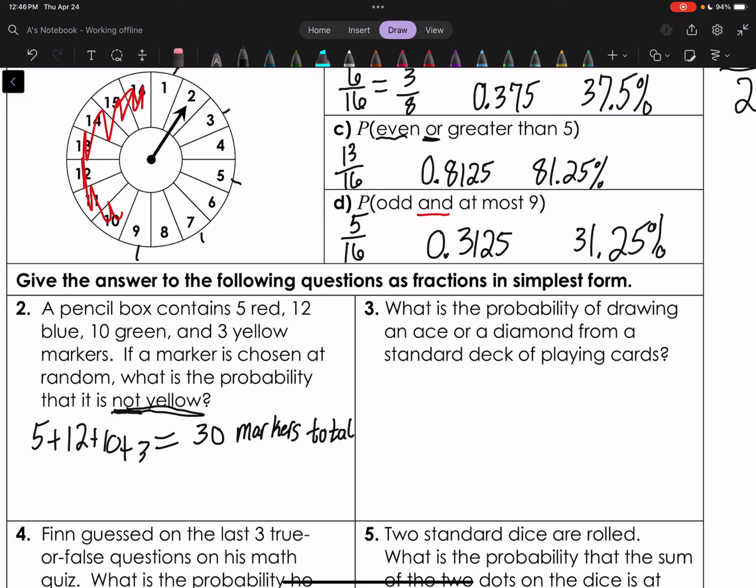Three of these markers are yellow. That means the remainder of the markers, 27, are not yellow. My probability is 27 out of the total of 30. And this is equal to 9 over 10, which is 90%.